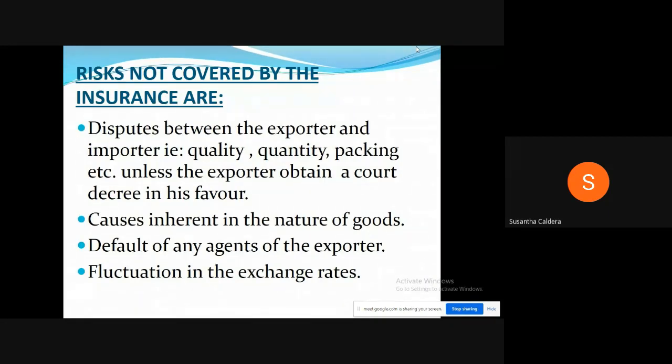Then risks not covered by the insurance. Everything is not covered. There are certain things that are not covered by the insurance. They are disputes between the exporter and importer regarding the quality, quantity, packing.